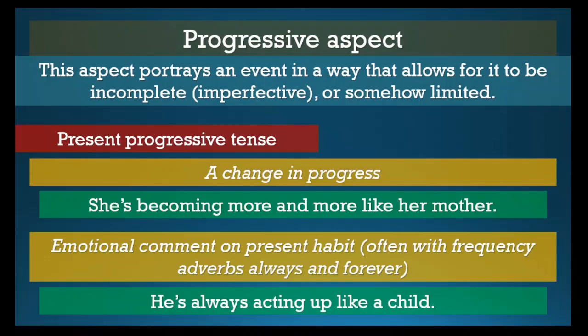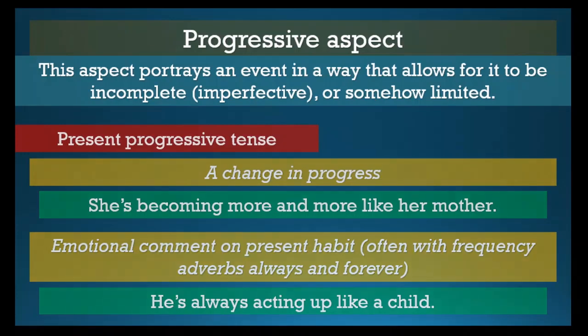Emotional comments, on the other hand, like "He's always acting up like a child," are said using present progressive. Right? So the emotional comments that we say are always presented using the present progressive tense aspect.